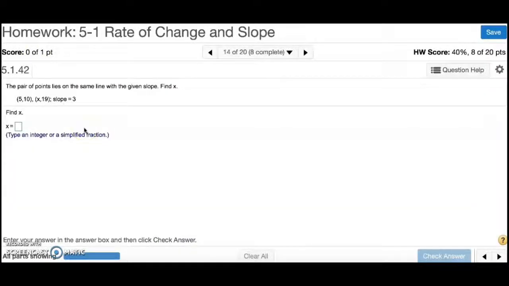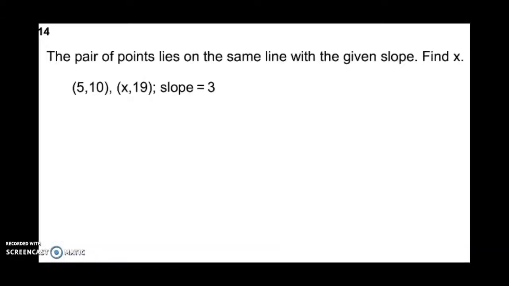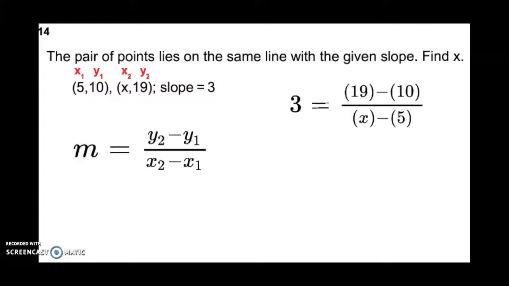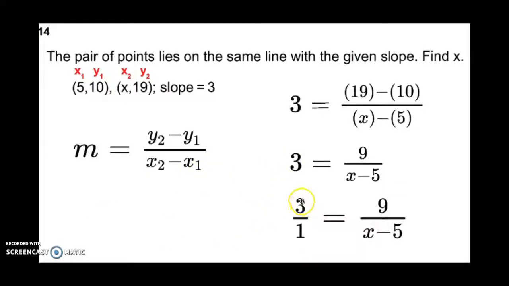14. The pair of points lies on the same line with the given slope. Find x. So let's take a look at it. I start by identifying x1 and y1 and x2 and y2, and I substitute into the formula. So my slope is 3. 19 minus 10 over x minus 5. 19 minus 10 is 9 over x minus 5. Now, this 3, you know slope is rise over run. When it's just a whole number, it's understood to be over top of 1. So write this as 3 over 1 equals 9 over x minus 5.